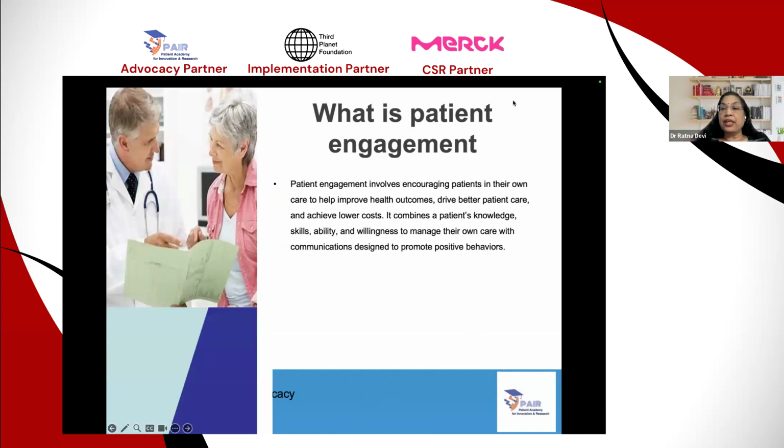As I said, patient engagement, patient advocacy, patient empowerment are all used as interchangeable terms. But we will look at what patient engagement is first before we go to patient empowerment and patient advocacy, because before empowerment and advocacy, we need to be engaged with the system. So patient engagement involves encouraging patients in their own care to help improve health outcomes, drive better patient care, and achieve lower costs. It combines the patient's knowledge, skills, ability, and willingness to manage their own care with communications designed to promote positive behaviors.